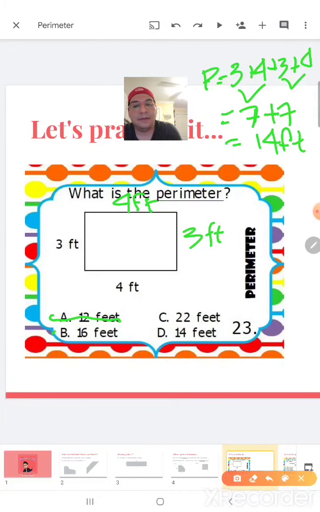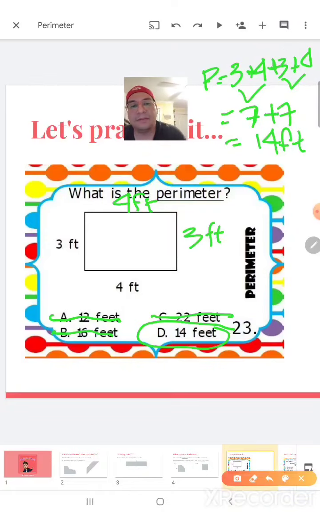So is it 12 feet? No. Is it 16 feet? No. Is it 22 feet? No, too big. 14 feet, correct. That is our choice. That's our answer, and we got it right. And as we can see, we worked everything out. We knew we had 3 plus 4, and now we had to add 3 plus 4 again. So 7 plus 7 equals 14 feet.